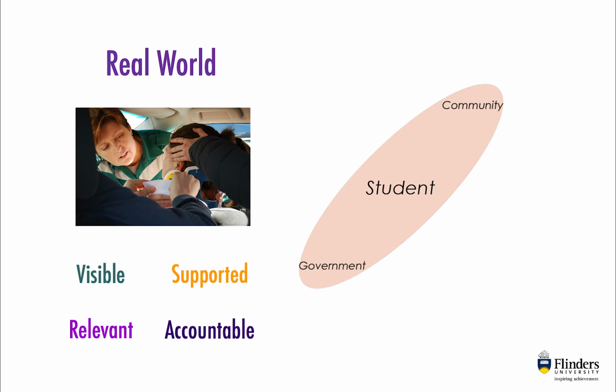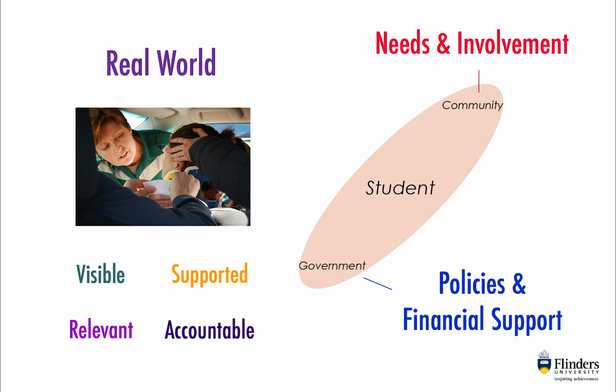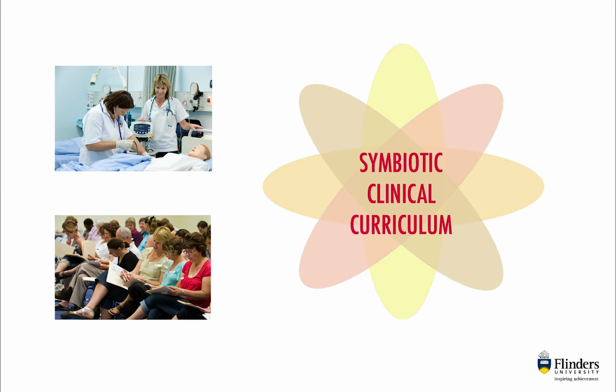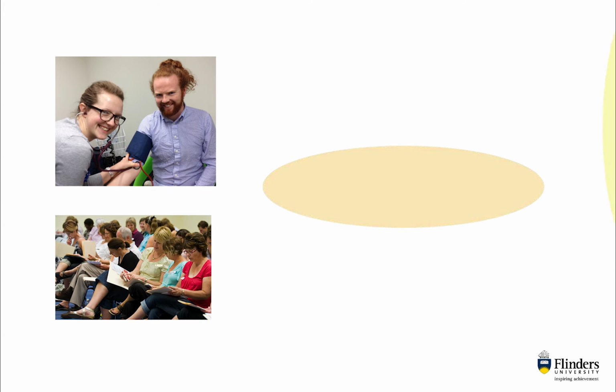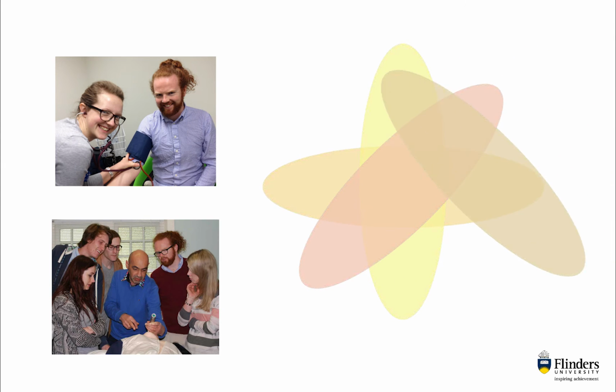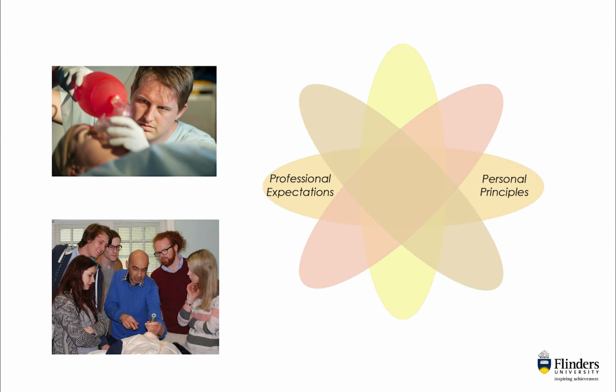The relationship between community needs and involvement, and government policies and financial support, is fundamental to achieving a symbiotic curriculum and meeting the learning needs of students. The key to achieving a symbiotic clinical curriculum is to ensure that the relationships are reciprocal and lead to mutual benefits. All pieces work together, and while the balances may shift and change over time, it is important to understand the relevance of each area when designing and implementing clinical education programs.